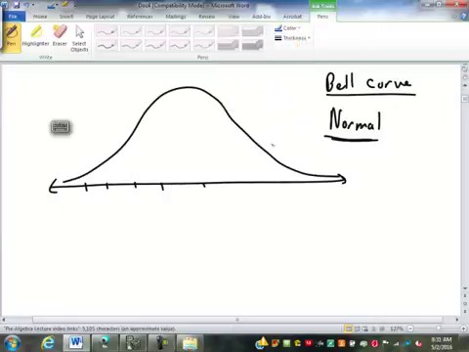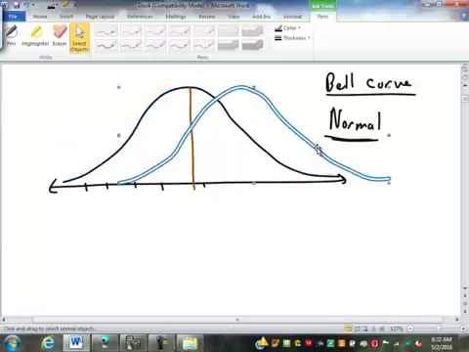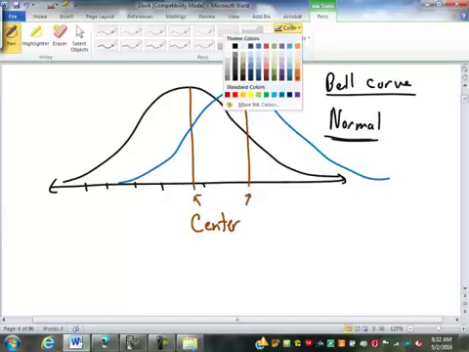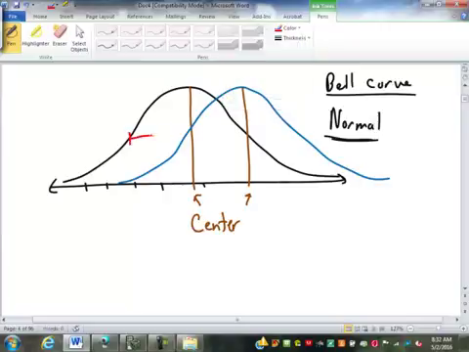Now there's two things we need to describe here, and I think we mentioned this before, but I'm going to go over it again quickly. One is center. Like for example, this one here, there's the center of the curve. But I can draw a nearly identical curve. The black curve and the blue curve look about the same, only the blue curve is shifted to the right. It's changed its center. It has a different center. So that's one of the things we're going to talk about, is how do you measure the center of one of these curves, of the distribution. The next is something we call spread.